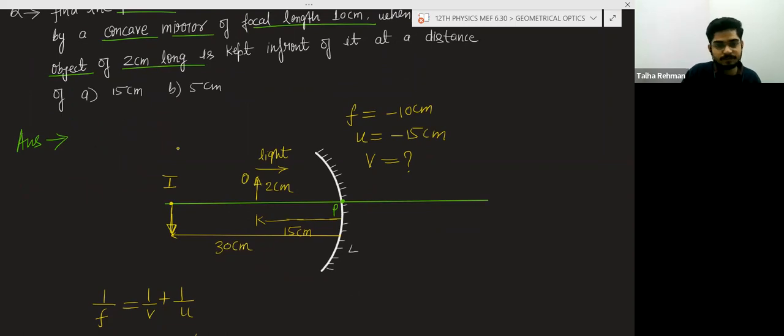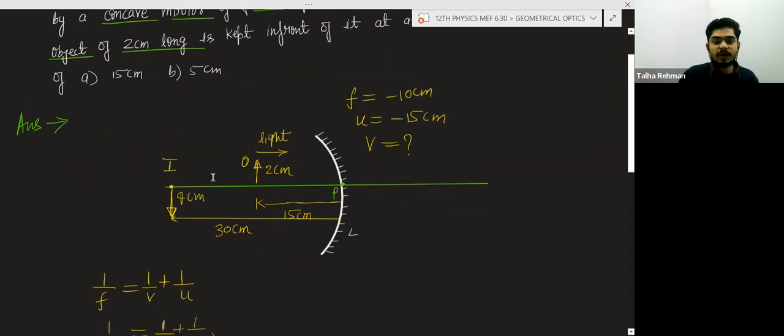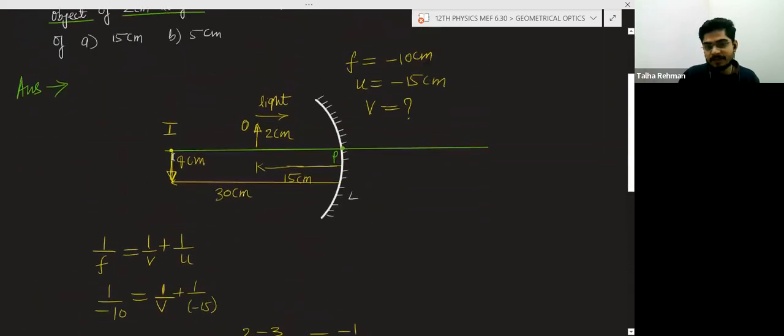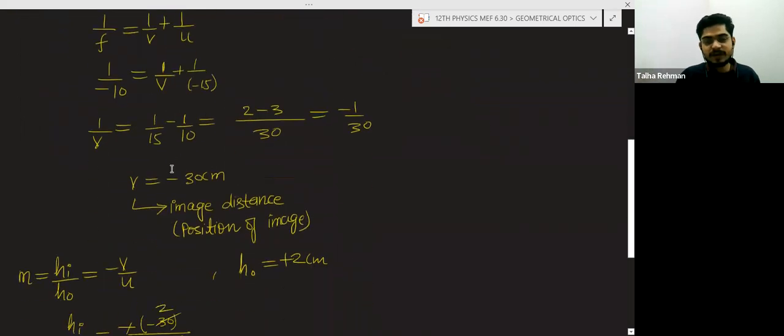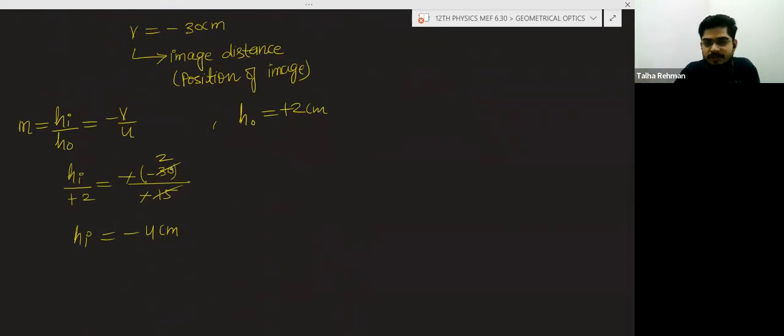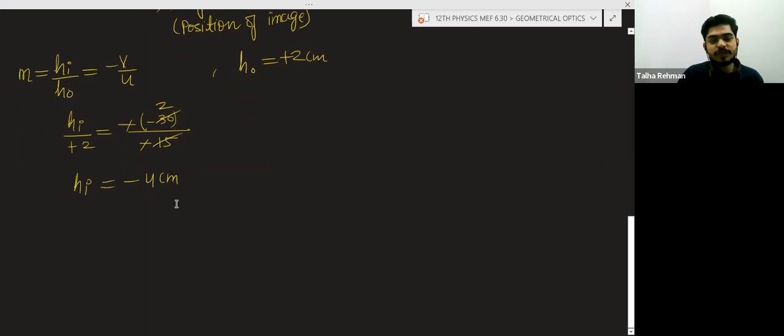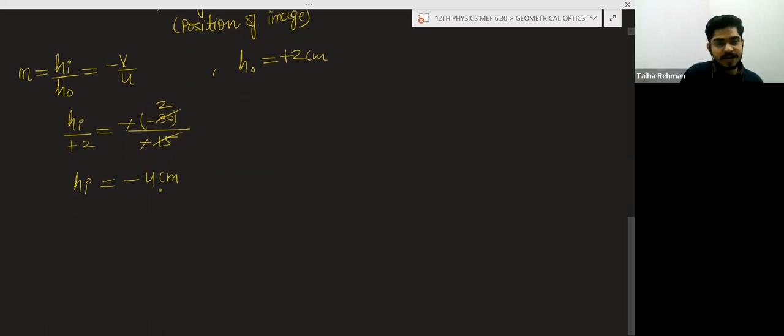Now it is clear. What is the height of the image? 4 centimeter. Now you can say this image is inverted and it is real also. So you can say the image is real and inverted. In this way it is clear that the image is inverted. But there is one more way to solve. This is the height of the image, or you can say size or height of image.